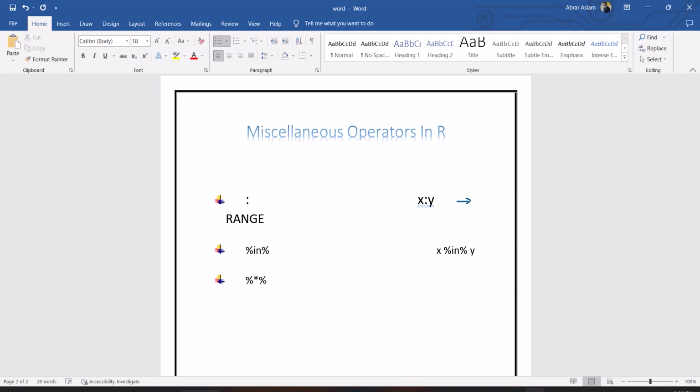When you are using this operator, you have to keep in mind that you have to follow all the matrix multiplication rules discussed in the previous videos. The syntax of this operator is first matrix, then the operator sign, and then the second matrix.